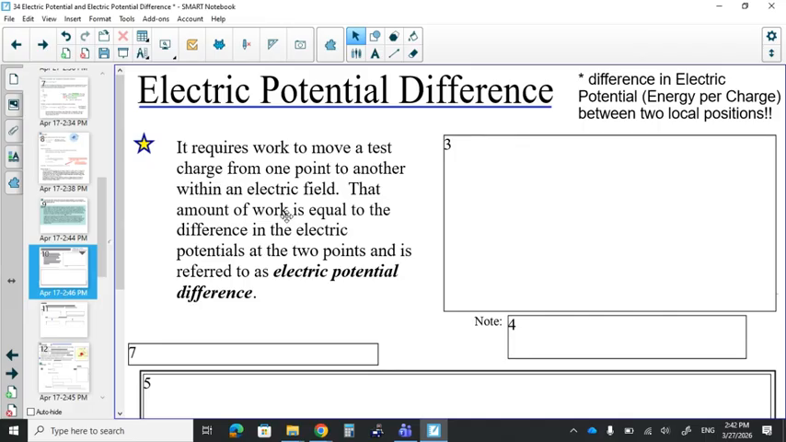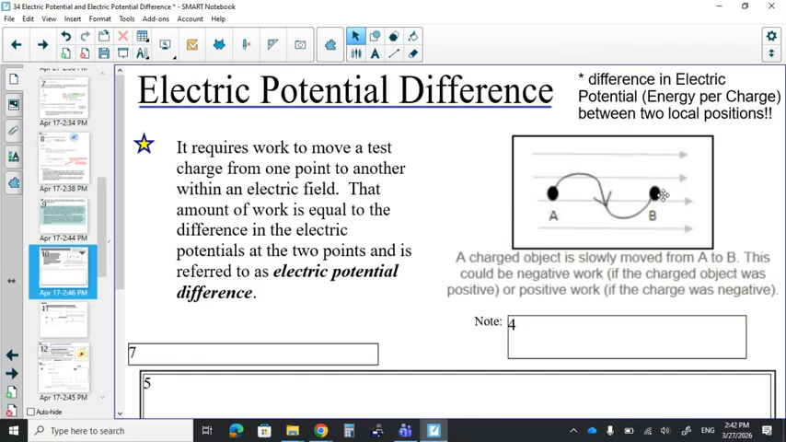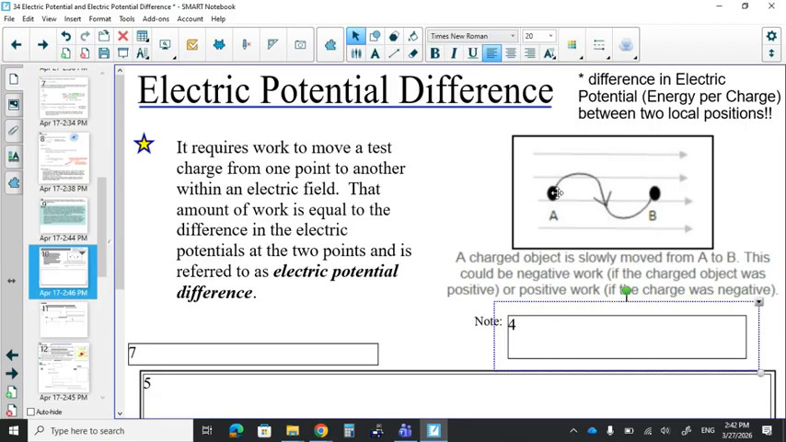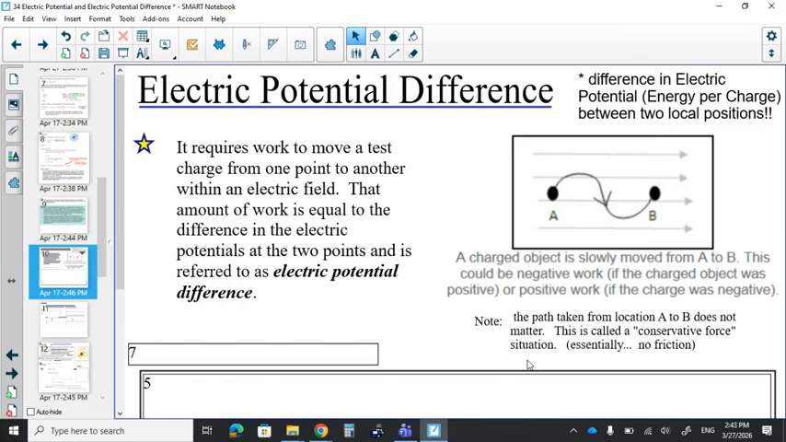So if it requires work to move a test charge from one point to another within an electric field, that amount of work is equal to the difference in electric potentials at the 2 points. It's referred to as the electric potential difference, as we've been saying. So you're moving an object from one spot to another. Note that they always show it like a little curvy path, and what that's about is that the path taken doesn't matter. It's a conservative force situation. Essentially, the amount of energy you get doesn't depend on how you went. It's not like there's friction dragging along the way. Okay, that's what that's really about.